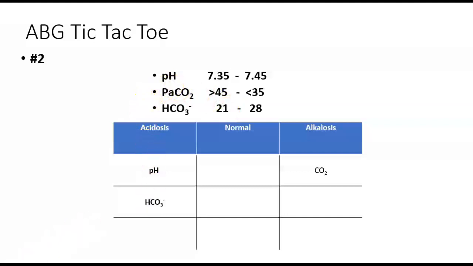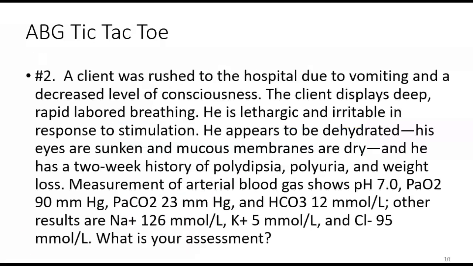All right, and so now we can analyze what we have here. So our pH is under acidosis, so we know we're dealing with an acidosis. And the bicarbonate to us indicates metabolic. Remember, carbon dioxide means respiratory, bicarbonate means metabolic, so we're looking at a metabolic acidosis. So if we come back to our word problem here for number 2, we've determined that it's a metabolic acidosis.